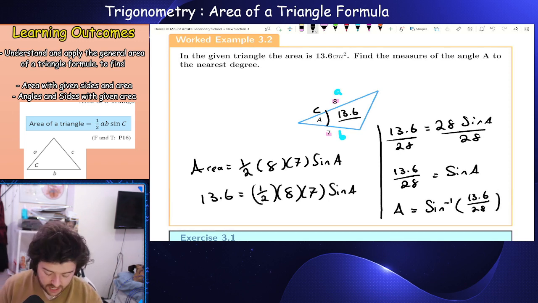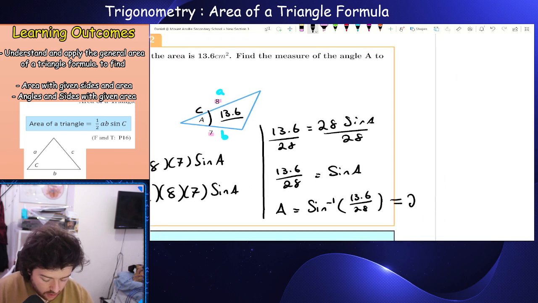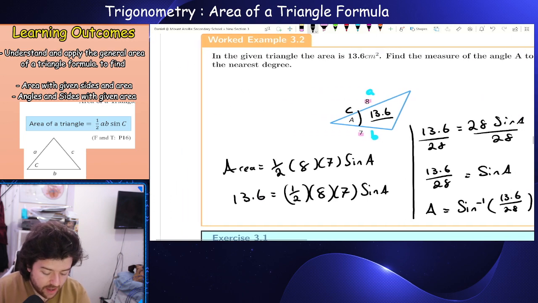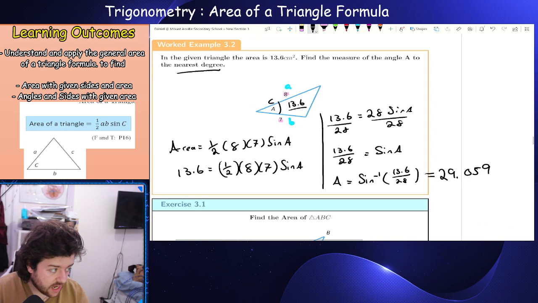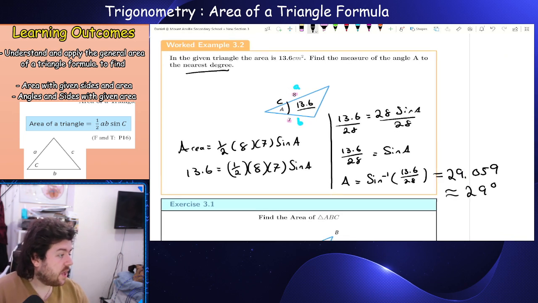So if I put that in the calculator now, sine inverse 13.6 all over 28, close my bracket. I'm going to get my angle A is going to be equal to 29.059, and it says find the measure to the nearest degree. So my answer is going to be 29 degrees. So now, using the area formula, I was able to find the calculations of the missing angle.